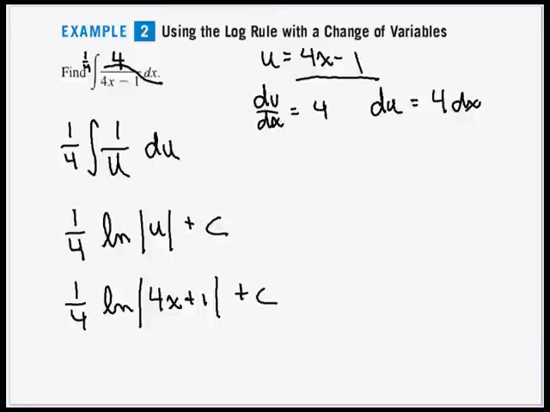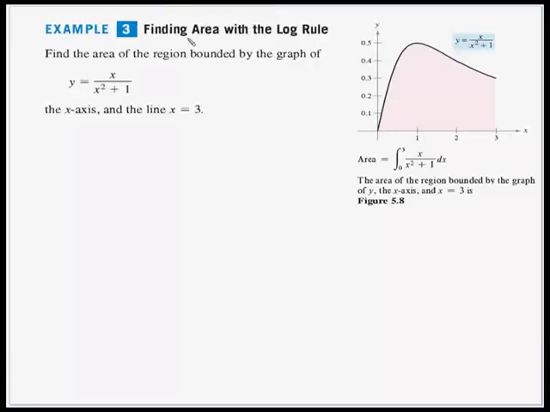Example 3, we're going to find area with the log rule. Remember, to be considered finding area under a curve, our function has to be positive across the interval. And here we're looking at the area between the x-axis, the curve, and the line x equals 3. So here's our line x equals 3. The function is positive across that interval, so we are looking at area underneath the curve.